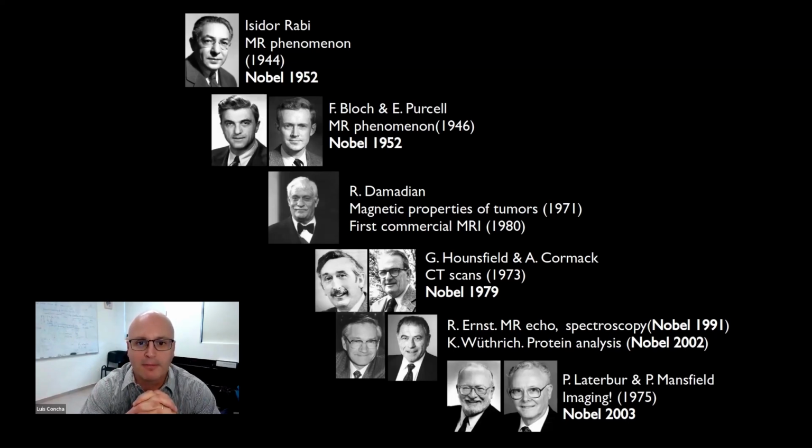So because of that, there have been many Nobel Prizes awarded to people involved in the field of MRI, starting all the way from work that was done in 1944 in the description of the MRI phenomenon, all the way to 2003, when Lauterbach and Mansfield obtained the Nobel Prize for the way we do imaging nowadays, because of work they had developed in 1975. So as you can see, this is a very exciting field. You can get into it from many different angles, and you can extract from it whatever you like. And there's a place for everybody in the field of MRI.